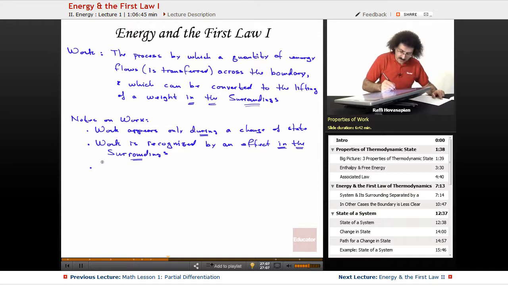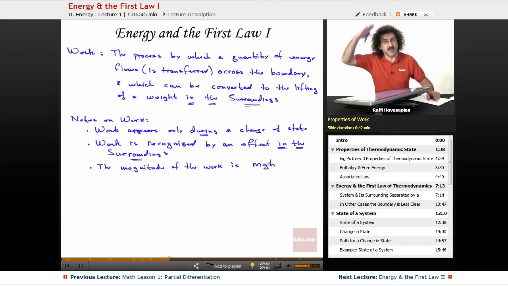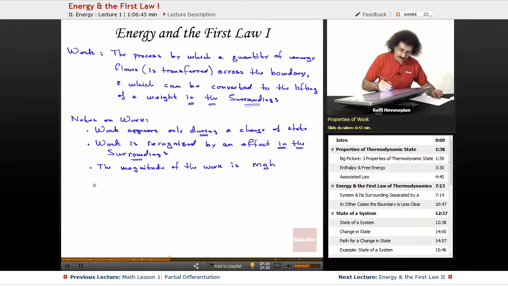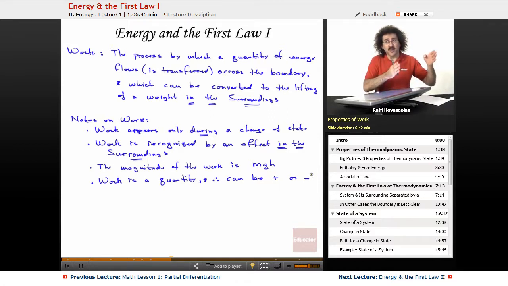Now, third part. The magnitude, in other words, the quantity itself, the magnitude of the work is mgh, mass times the acceleration of gravity times the height through which the particular weight in the surroundings has gone up or down. Now, work is a quantity, and therefore, these 3 dots mean therefore, it can be positive or it can be negative. So, work can flow from the surroundings to the system. Work can flow from the system to the surroundings.